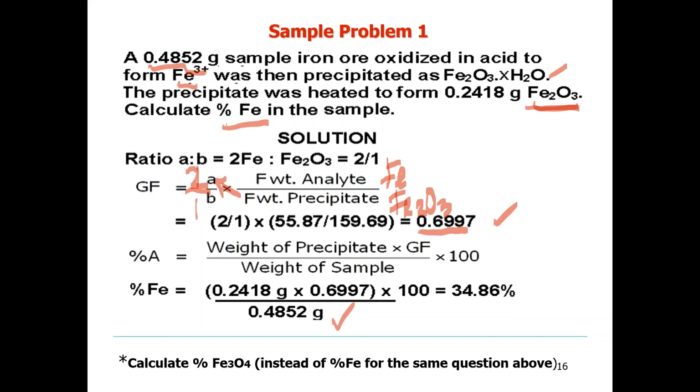Now, can you understand it? Try to understand it again by reading it back yourself. Now, if I were to ask you, instead of percent Fe, the analyte is Fe3O4, while the product is Fe2O3. Can you calculate it and give me the answer? Instead of percent Fe, calculate percent Fe3O4. Without changing the question or the process, the first analyte is Fe, the second analyte is Fe3O4. Try it at home and give me the answer.